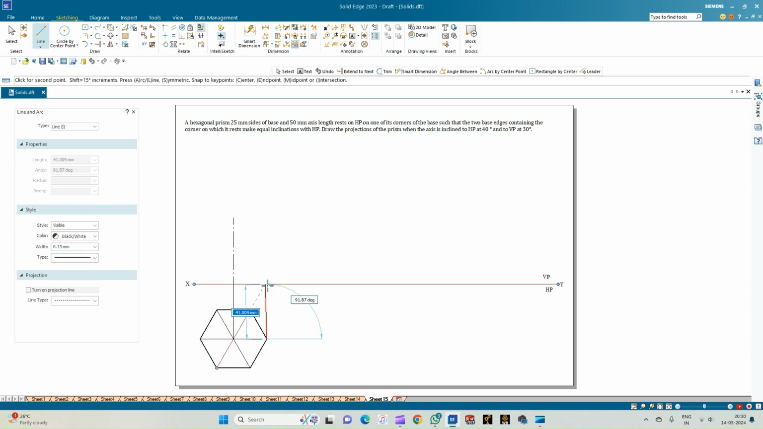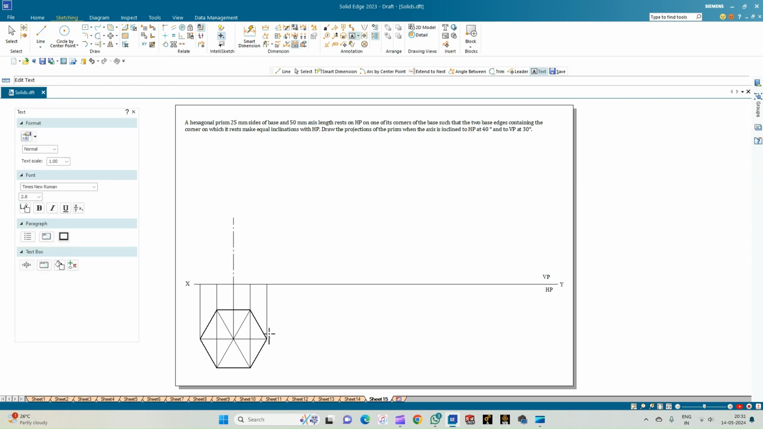So now let us draw the projection lines from each of the corners. Ensure that all the projection lines from each of the corners are at 90 degrees and they are intersecting the XY line. So now we will annotate the top view. So let us tell that it is resting on the corner A1, but since it is the top view, the corner A1 is not visible, but the corner A of the top face of the prism is visible. So let us enter A and A1 inside the bracket. And similarly, let us annotate all the other corners.